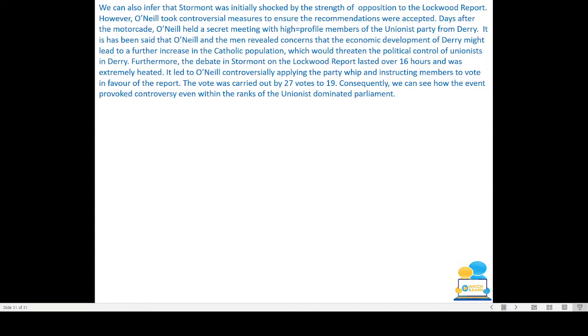Furthermore, the debate in Stormont and the Lockwood report lasted over 16 hours and was extremely heated. It led to O'Neill controversially applying the party whip and instructing members to vote in favour of the report. The vote was carried out by 27 votes to 19. Consequently, we can see how the event provoked controversy even within the ranks of the Unionist-dominated Parliament.